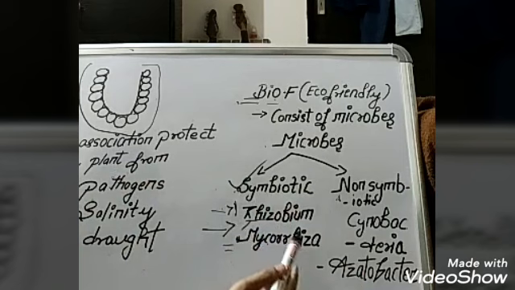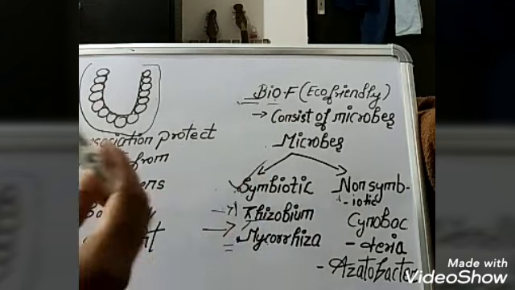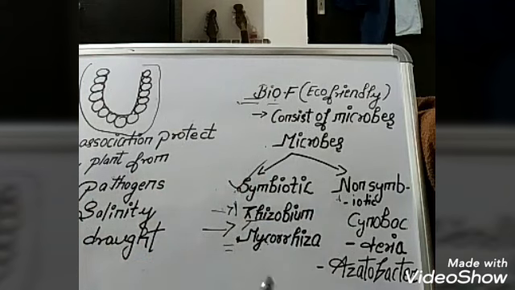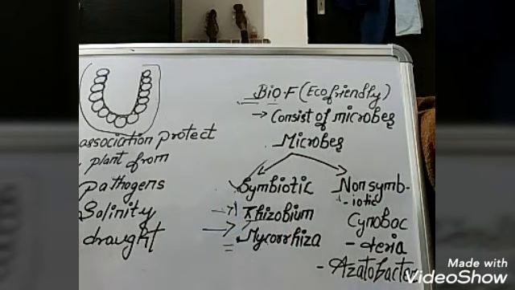So here it is, rhizobium. Rhizobium is basically a bacterium. It is a rod-shaped bacterium that forms a symbiotic association with the root nodules of leguminous plants. Rhizobium converts atmospheric nitrogen into an organic form, and in this way rhizobium provides nutrition to the plant.